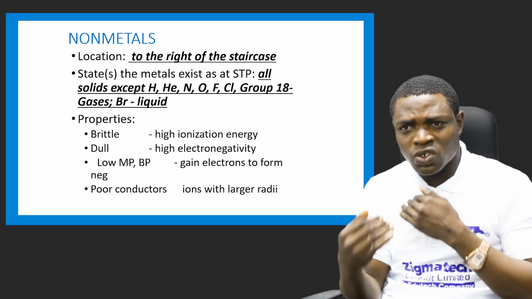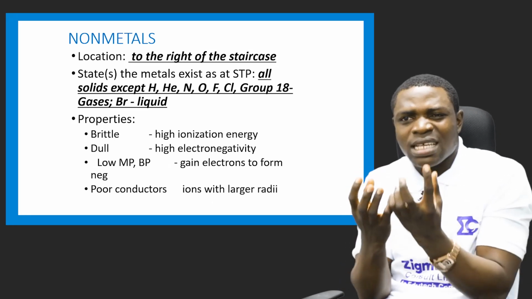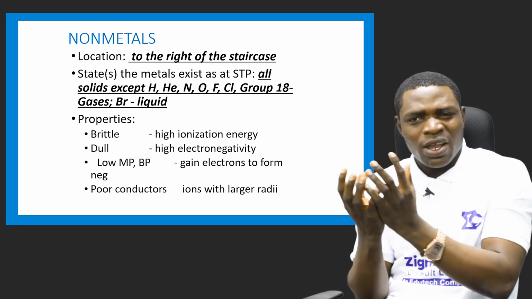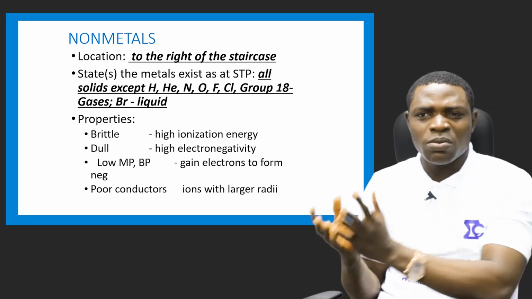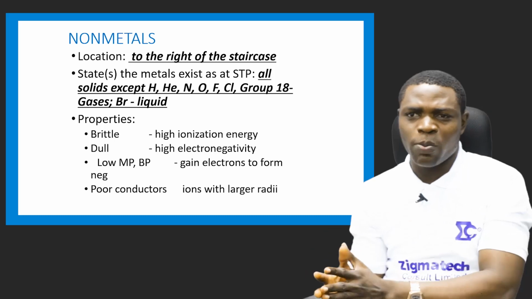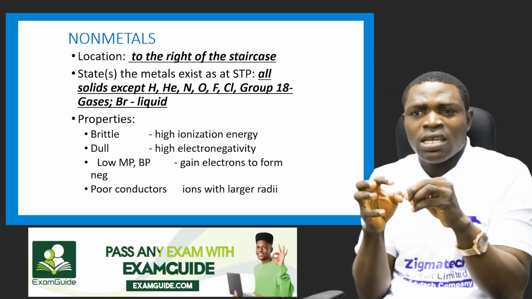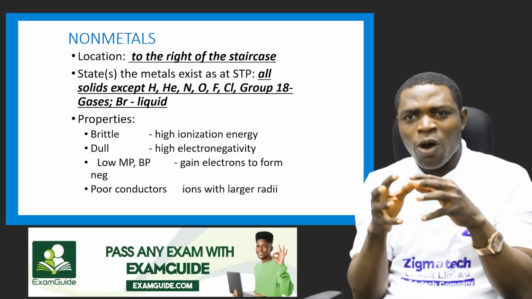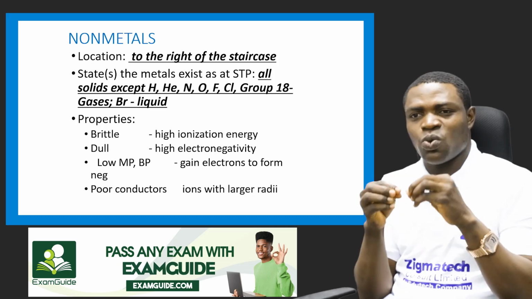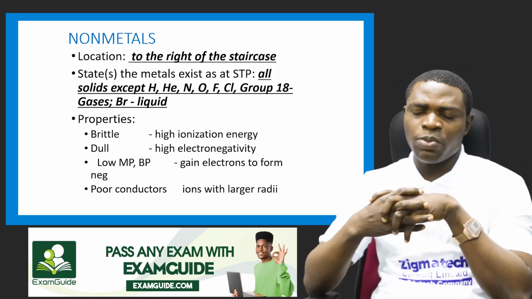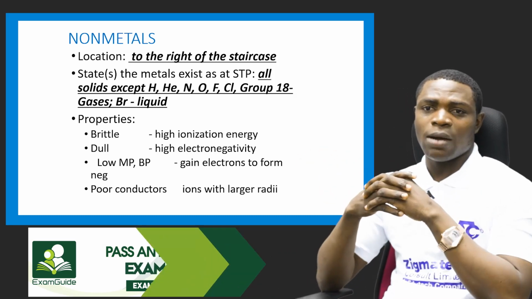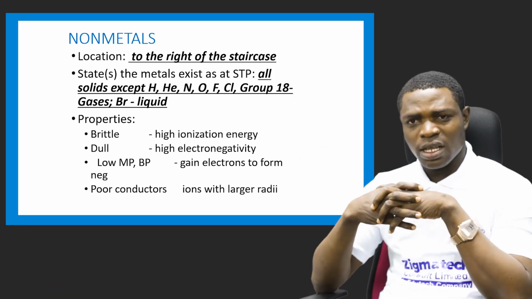Now, looking at the trend, remember our focus in this teaching is to look at the trend. What is the trend of a certain concept? Ionization energy, electronegativity, valence electron, atomic radius, ionic radius, metallic properties. These are key concepts of the periodic table that we are trying to demystify and know the trend in the periodic table. So generally, non-metals are poor conductors of electricity.